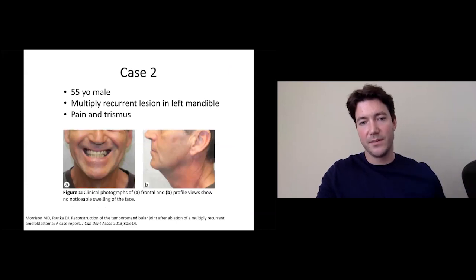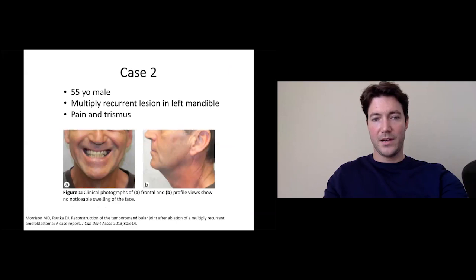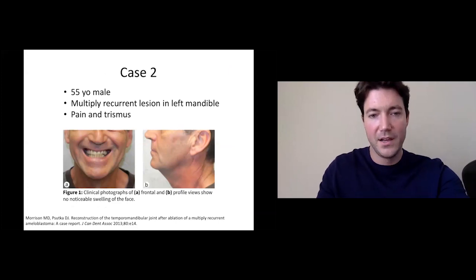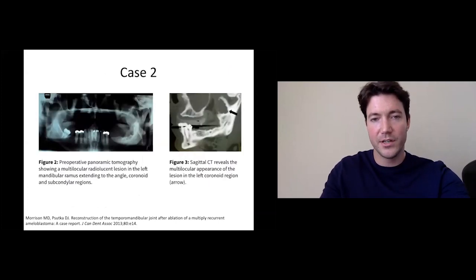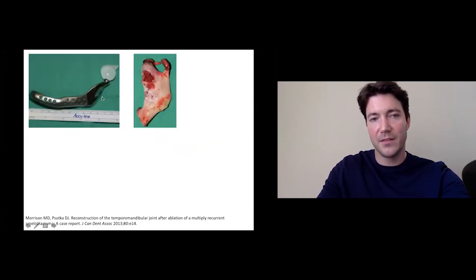Here's another patient, an example of a tumor that a patient could have. This patient came in with recurrent ameloblastoma. You can see that in the left coronoid process and ramus here. And this is the planned resection margins. So he went in and had a custom-made alloplastic prosthesis.